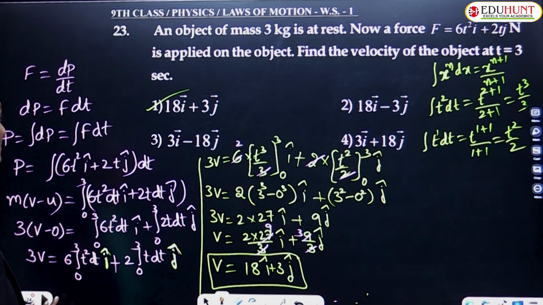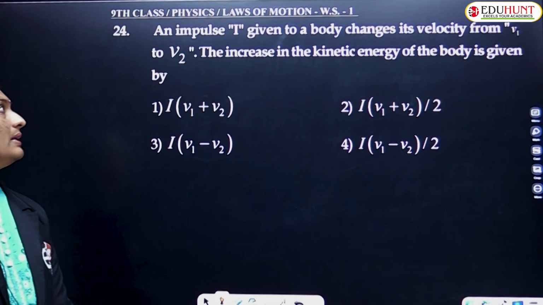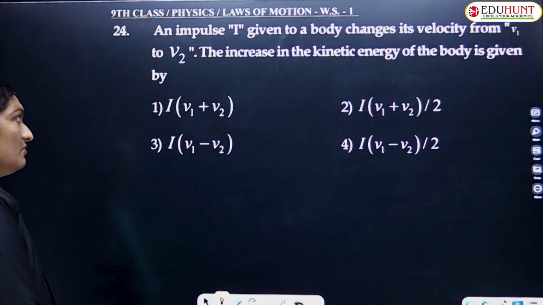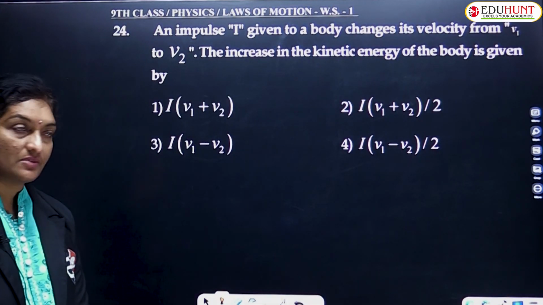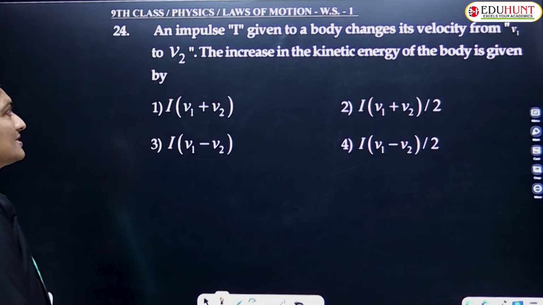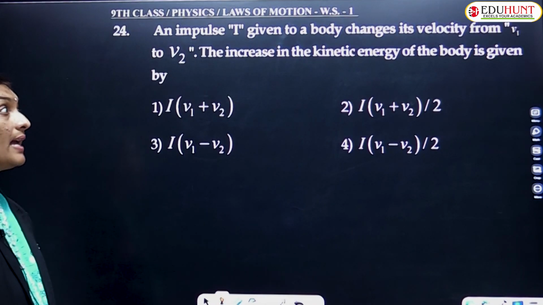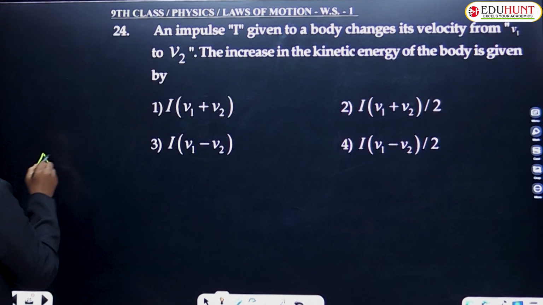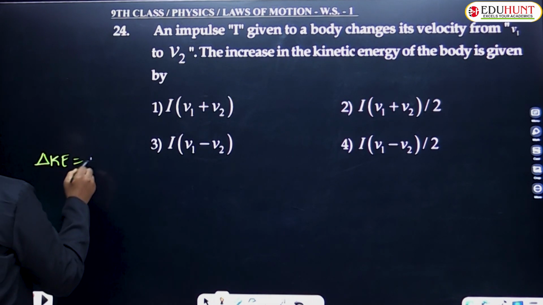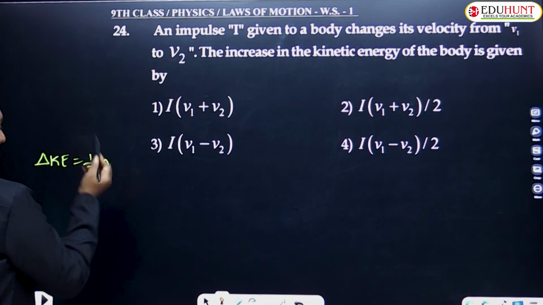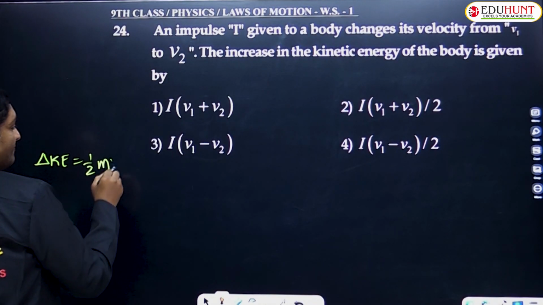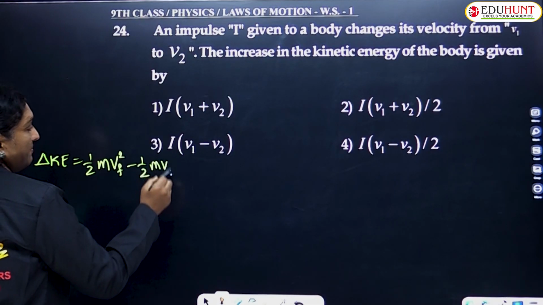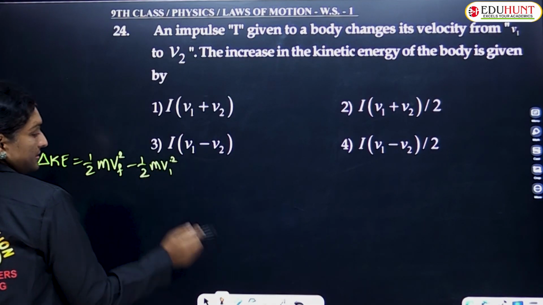That's it, children. Moving to the next question, 24. An impulse I given to a body changes its velocity from v1 to v2. Initial velocity was v1 and final velocity was changed to v2. The increase in kinetic energy of the body is given by. Children, the kinetic energy increase formula is half m vf square minus half m vi square, something like this.